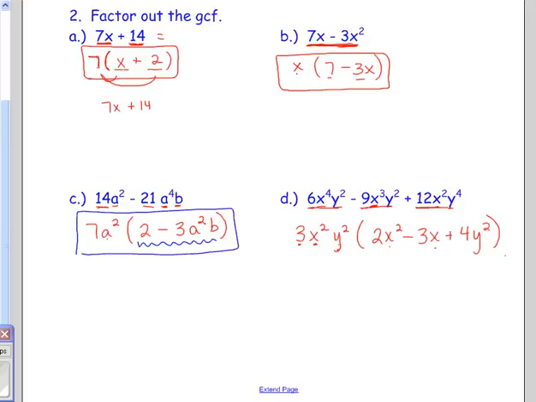So again, I should look at what's in the parentheses. Those terms should not have anything in common. If they still have something in common, you did not take out the correct greatest common factor.